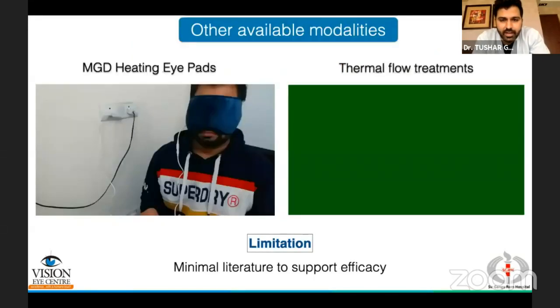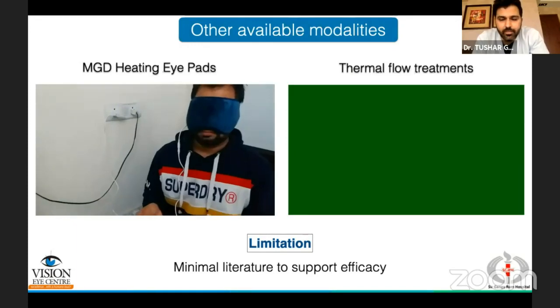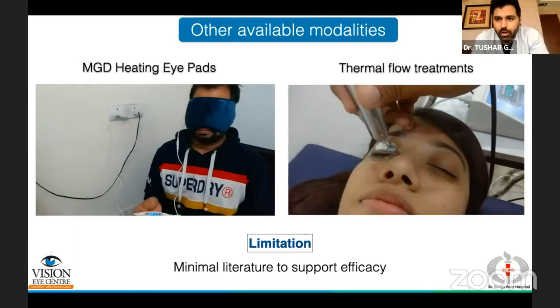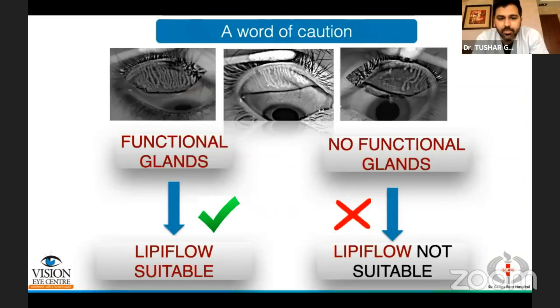There are, of course, various other modalities available for the treatment of meibomian gland dysfunction as well. All of them do work well. All of them do involve a cost. They are pretty expensive. So knowing the morphology of the glands helps you decide whether you would want to go for these treatments or not.